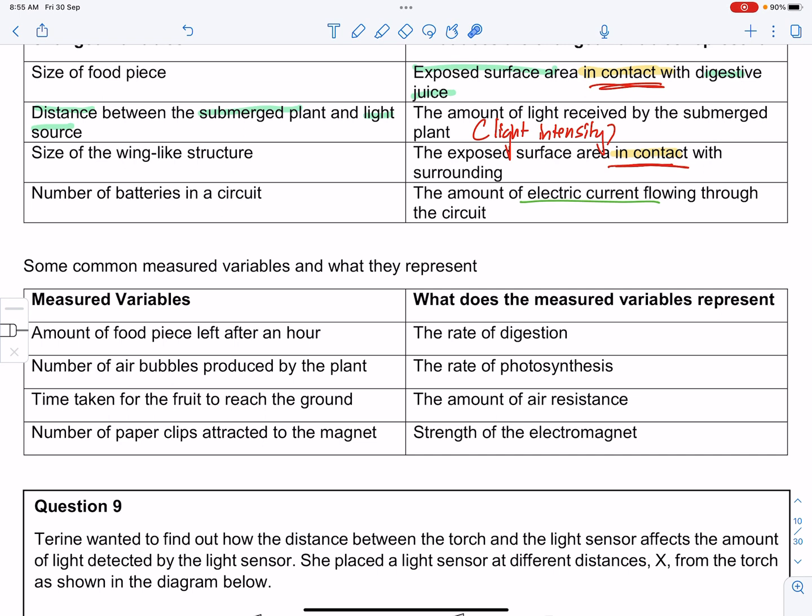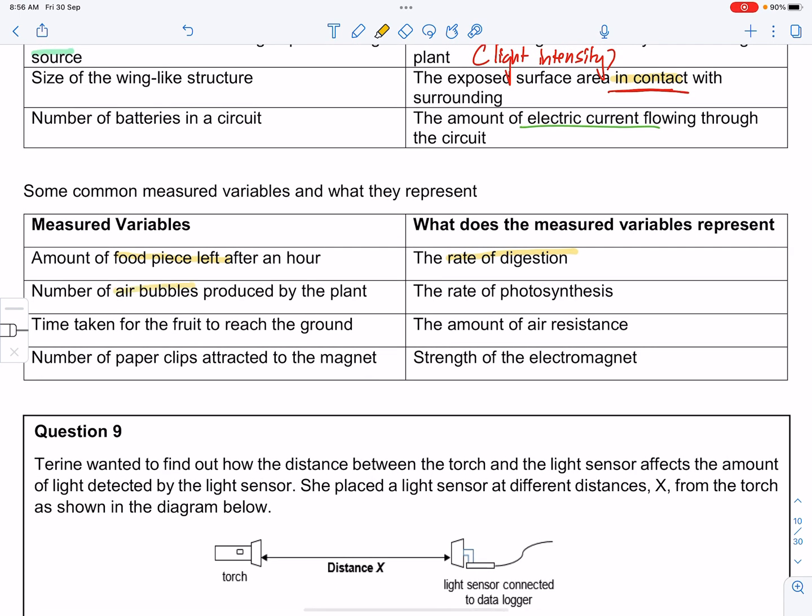Okay, some measured variables and what they represent. So, amount of food left means rate of digestion, like what I told you, is a proxy for that. Number of air bubbles, rate of photosynthesis. Time taken for fruit to reach the ground, amount of air resistance. Number of paper clips, strength of magnet. So certain things you cannot measure directly. So what do you do? You use a proxy. So this is very explicitly spelled out for you.